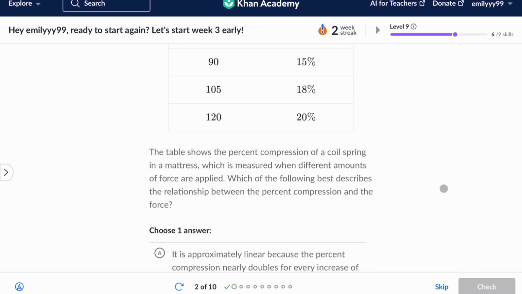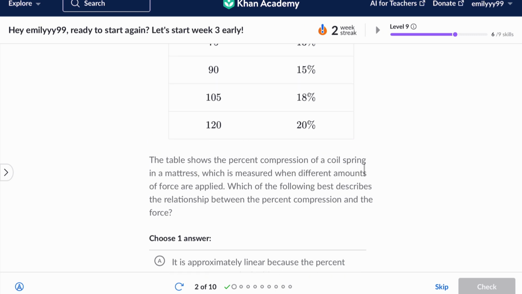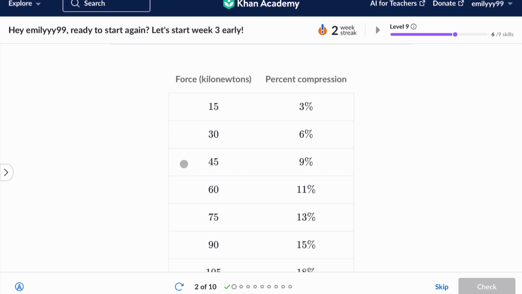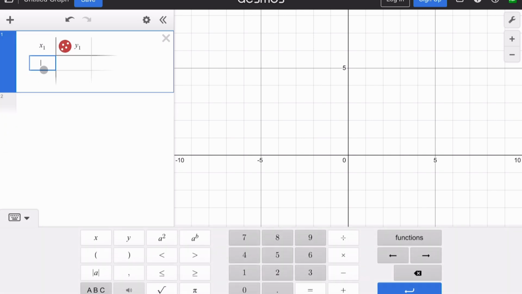We have a table here. Let's read the question. The table shows the percent compression of a coil spring in a mattress, which is measured when different amounts of force are applied. Which of the following best describes the relationship between the percent compression and the force? So we have a table here, and we can put it into the graphing calculator. Okay, so let's put into the graphing calculator all the points that we were given.